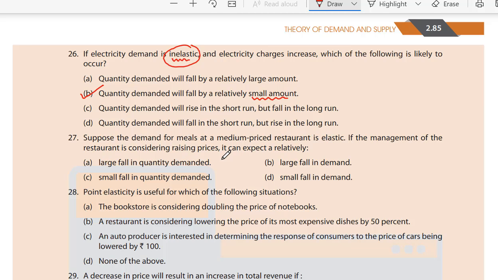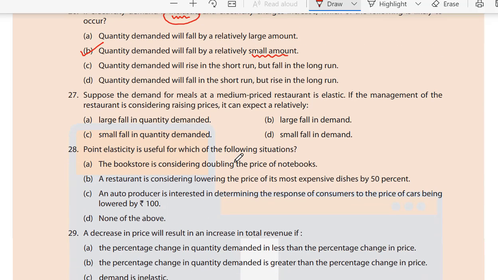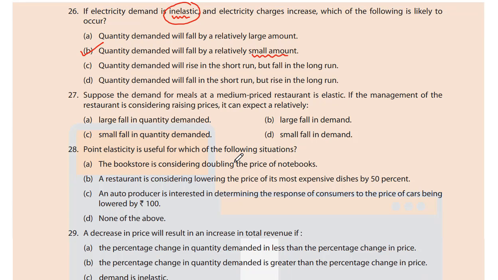27th, suppose the demand for meals at a medium priced restaurant is elastic, more than one. If the management of the restaurant is considering raising prices, they want to increase the prices, what can they expect: a relatively large fall in the quantity demanded, or a small fall in the quantity demanded?